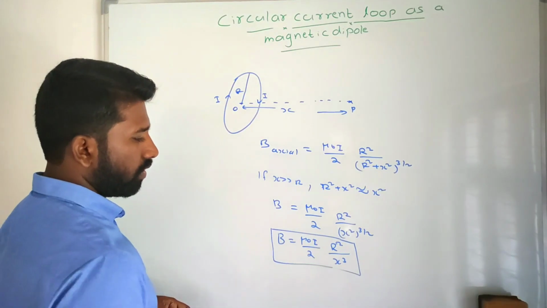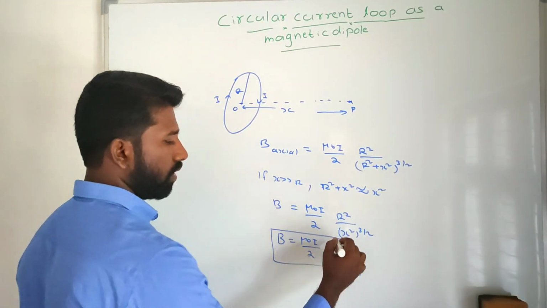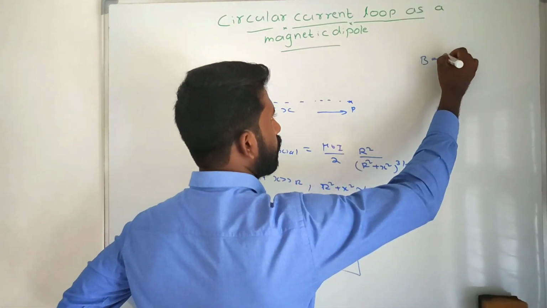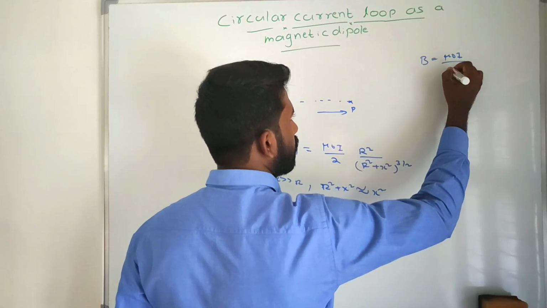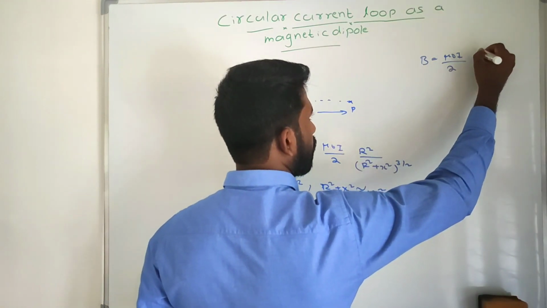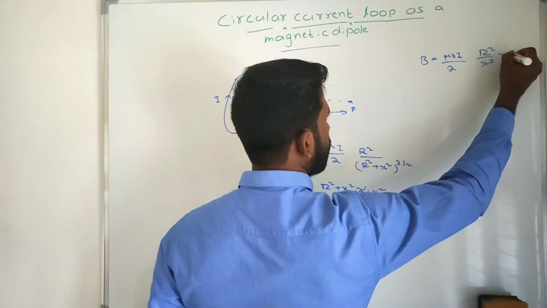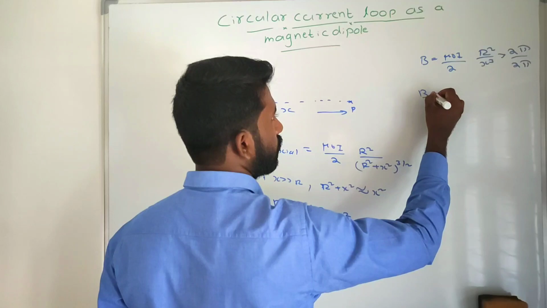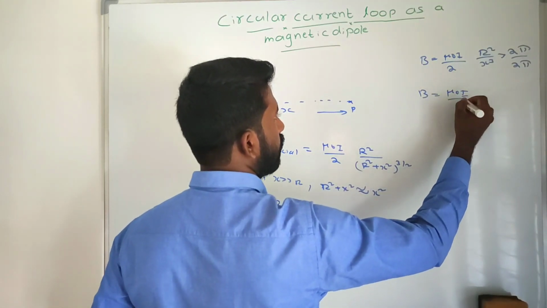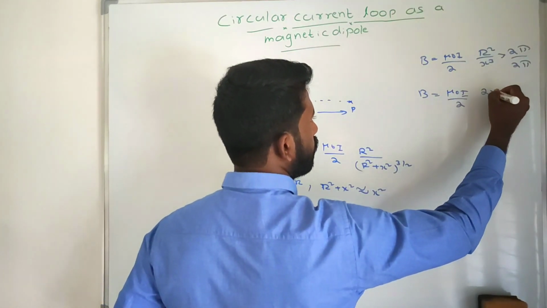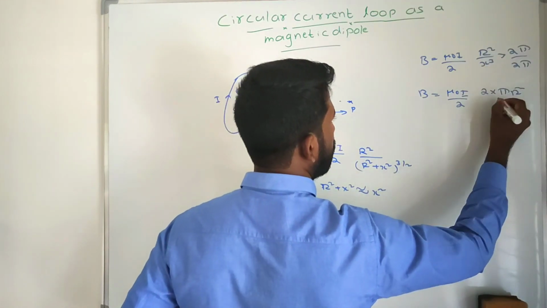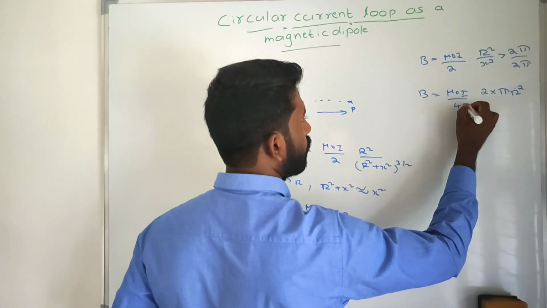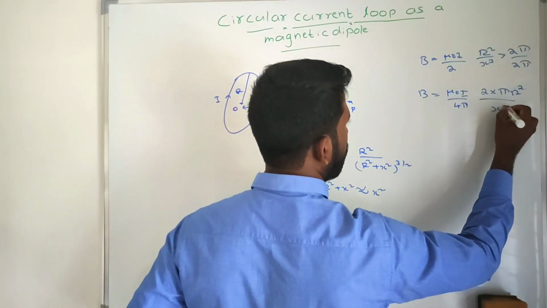I will multiply this with 2 pi, I will multiply on both sides. So what I will get? B is equal to mu 0 I by 2 into r square divided by x cube, multiplied by 2 pi here and here. Now what you will get? Mu 0 I by 2 into pi r square divided by this 2 pi multiplied with this, so you will get here 4 pi divided by x cube.